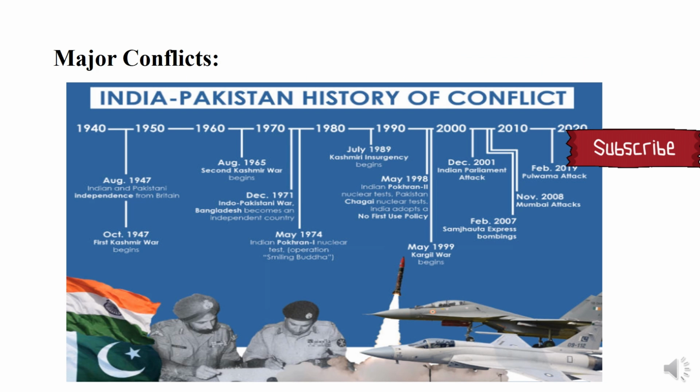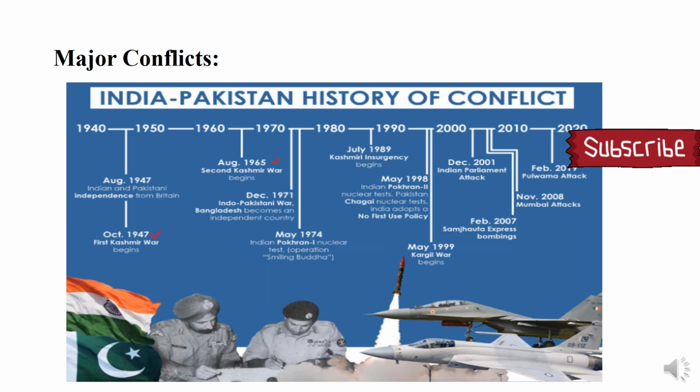Now, there are some major conflicts between the countries, and we will highlight them. The first was the first Kashmir War that began in October 1947, the first war between India and Pakistan over Kashmir's accession. The second is the 1965 war, in August 1965, a 17-day war sparked by Pakistan's Operation Gibraltar aimed at infiltrating Kashmir.